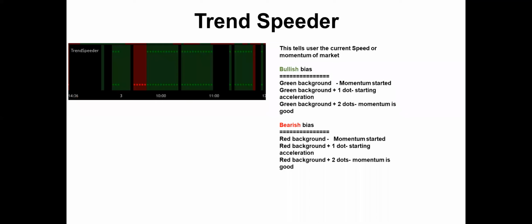Let me go to the next indicator, that is Trend Speeder. Trend Speeder tells you what is the speed of the rally, right? How fast the rally is happening. If you see here, there are some areas where it's just a plain green. What does plain green mean? Momentum has just started. If you see one dot in addition to this green, this is increasing the speed, starting the acceleration with some value.